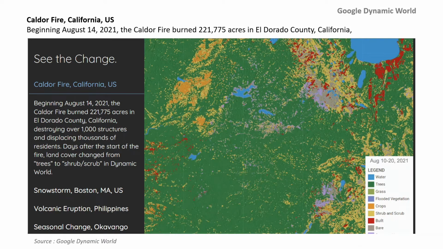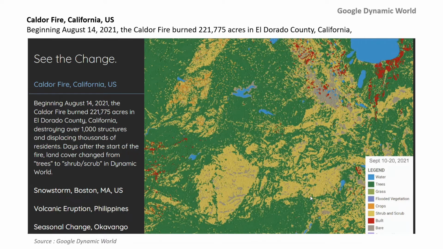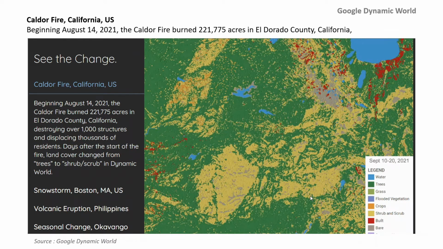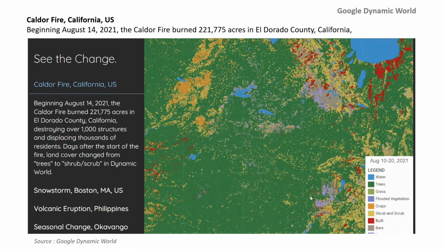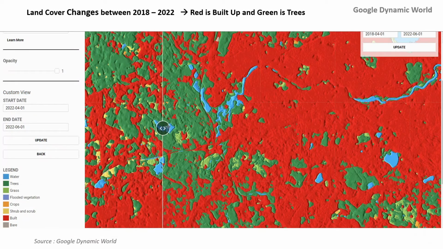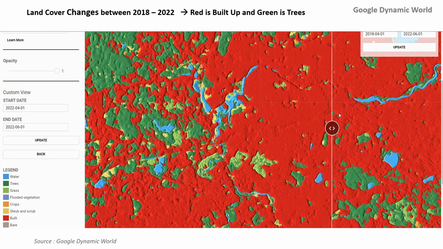So as this animated GIF is playing on my presentation slide, people who are watching the slide can actually see for themselves how much of the green area was converted into shrub and scrub shown by yellow as a result of this forest fire.